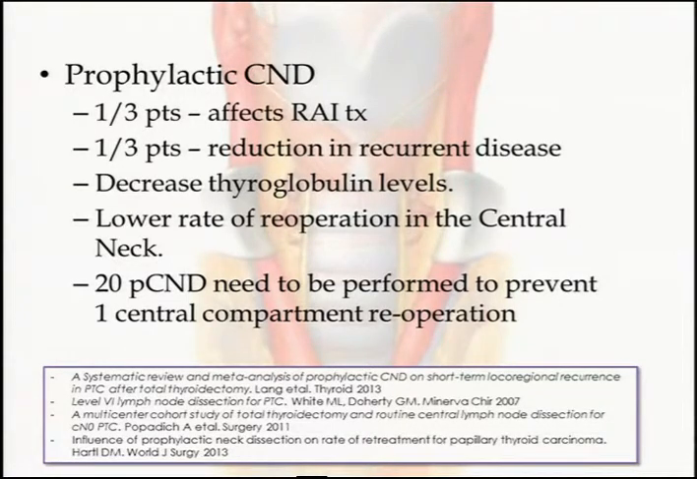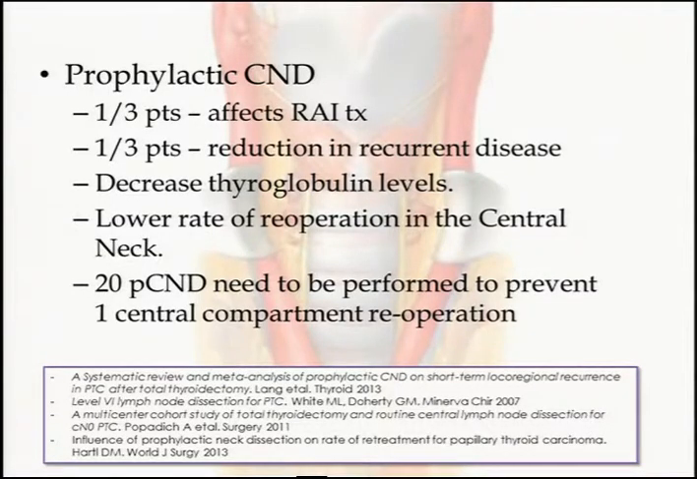So when we look at different systematic reviews and meta-analysis, as we don't have anything prospective, we can bear out some interesting data. Prophylactic central neck dissection may, in a third of patients, affect the way we treat them with radioactive iodine. It may reduce a recurrent disease. It may decrease the thyroglobulin levels, and it may lower the rate of reoperation in the central neck.